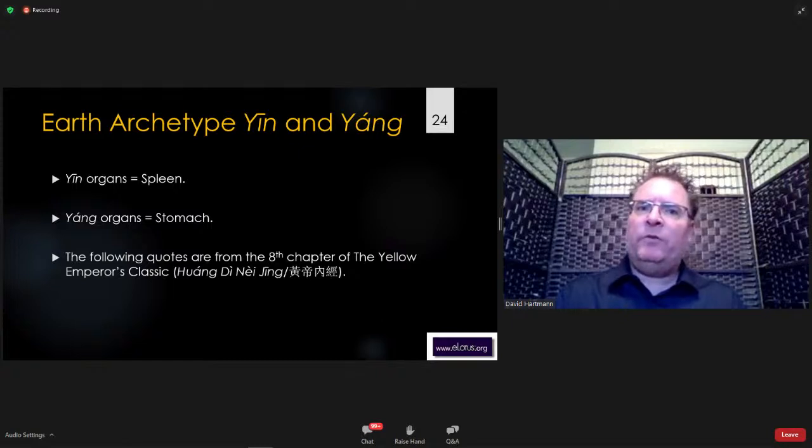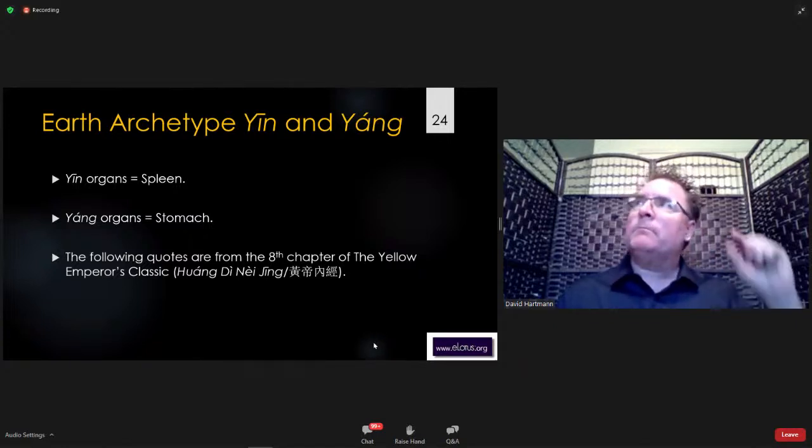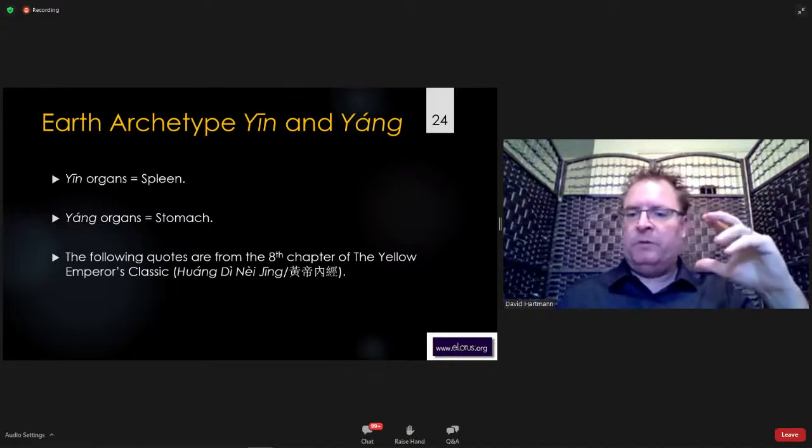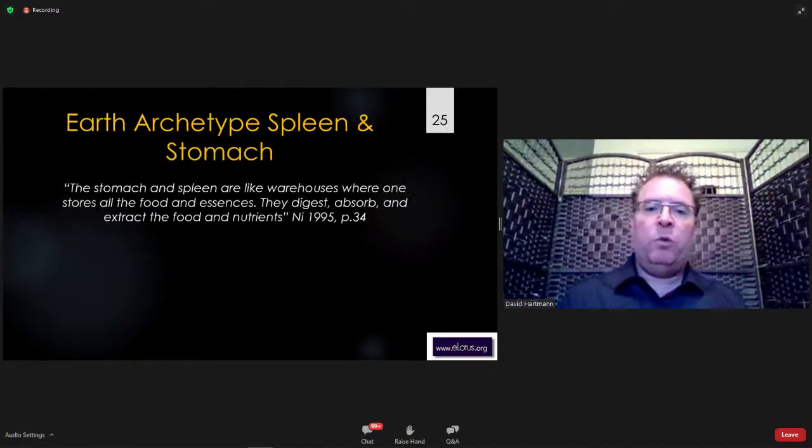The yin and yang organs of the earth archetype are spleen and stomach. And for whatever reason, the Yellow Emperor Classic, this one's the Su Wen, they didn't split spleen and stomach up into individual organ sections like they did with most of the other organs. And the quote is that the spleen and stomach are like warehouses where one stores all of the food and essences. They digest, absorb, and extract the food and nutrients.